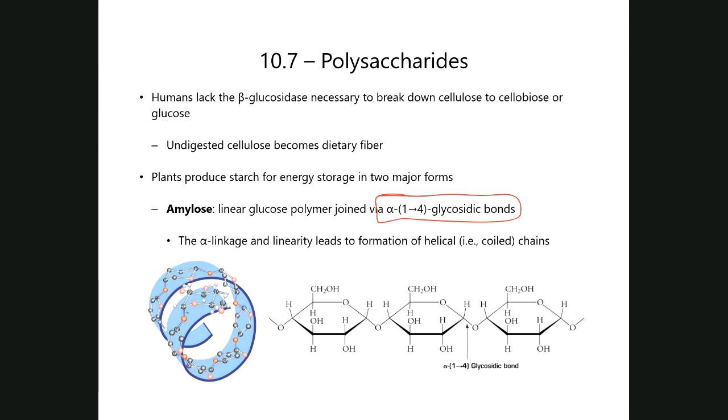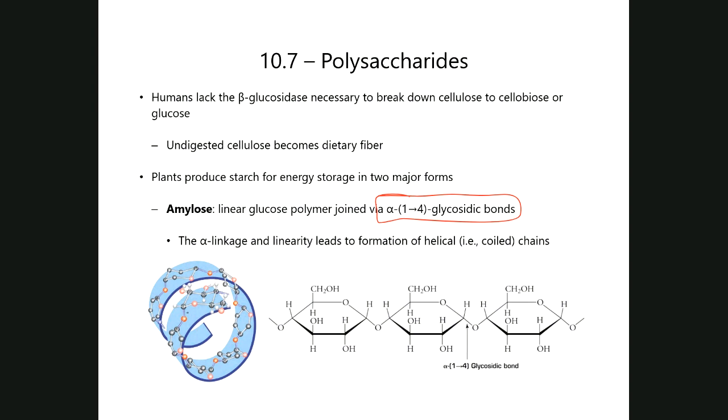So amylose is a linear polymer, just like cellulose. There's no branching. We'll define what branching is in a moment, but the entire chain from the beginning until the very end is just a multitude of glucose after glucose after glucose, and they're all linked by an alpha 1-4 bond.